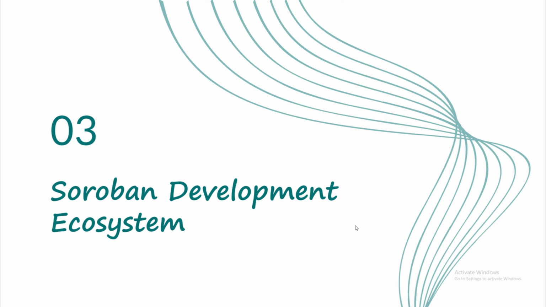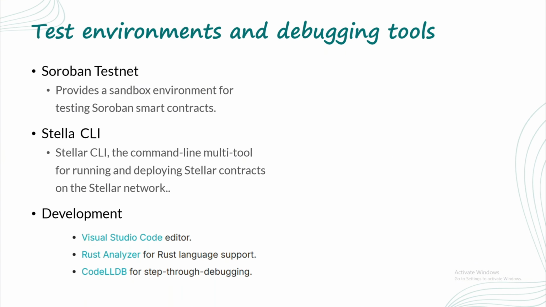So let's look at the Soroban development ecosystem. Within it, of course, we talked about the testnet earlier. It provides a sandbox environment for testing Soroban smart contracts. Then you have the Stellar CLI, which is a command line multi-tool for running and deploying Stellar contracts on the Stellar network. You use the Stellar CLI, for example, for creating a new project, creating a new smart contract, deploying, and managing your network and so on.